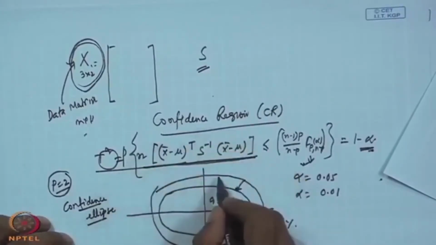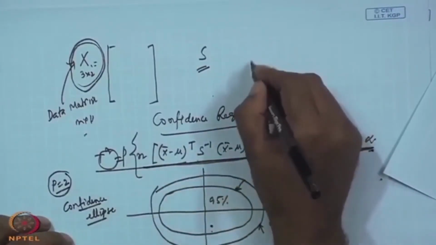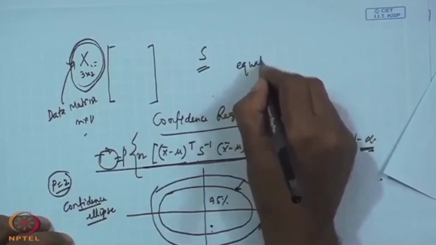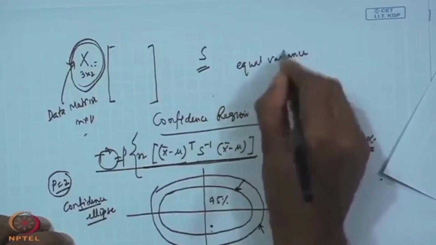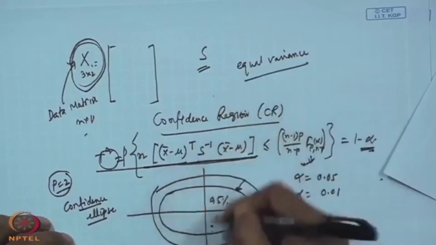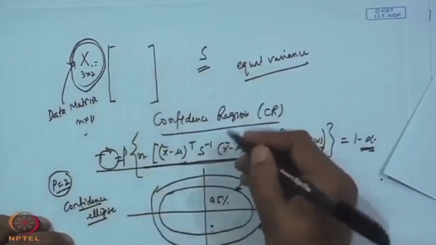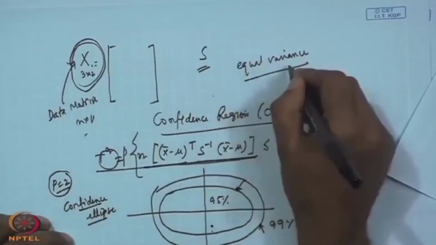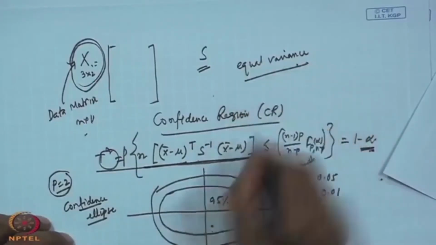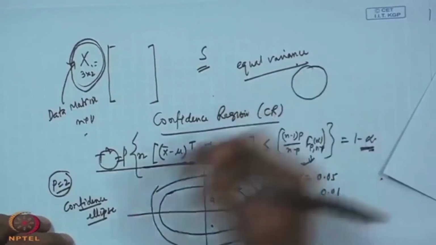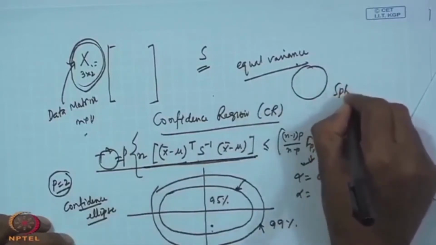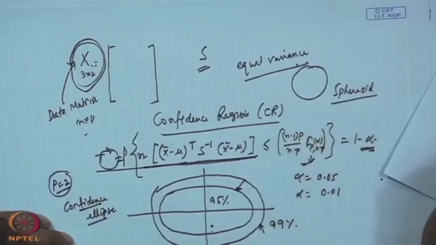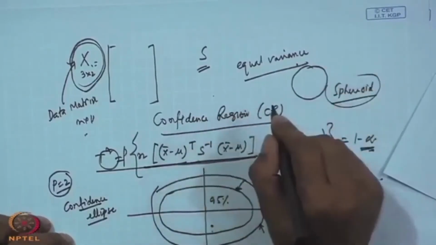What will this equation be when all the variables have equal variance? It will be a circle, and for p dimensions it will be a sphere. If all the variables have equal variance, ultimately you get a circle in two dimensions and a sphere, or spheroid, in the higher dimensional case.